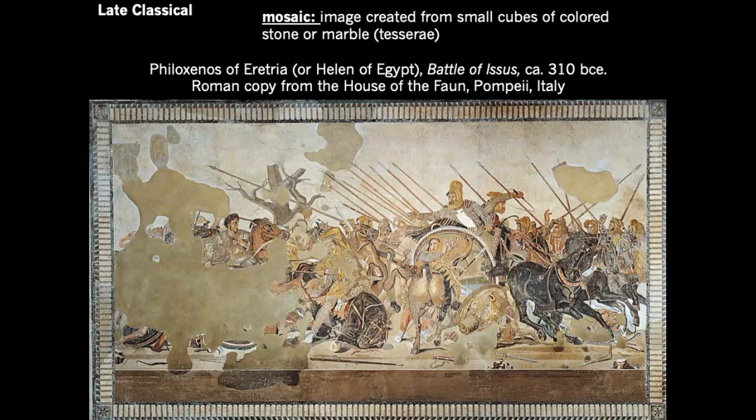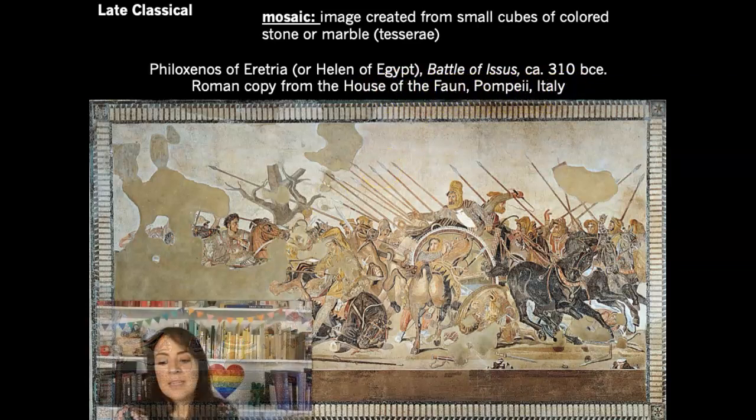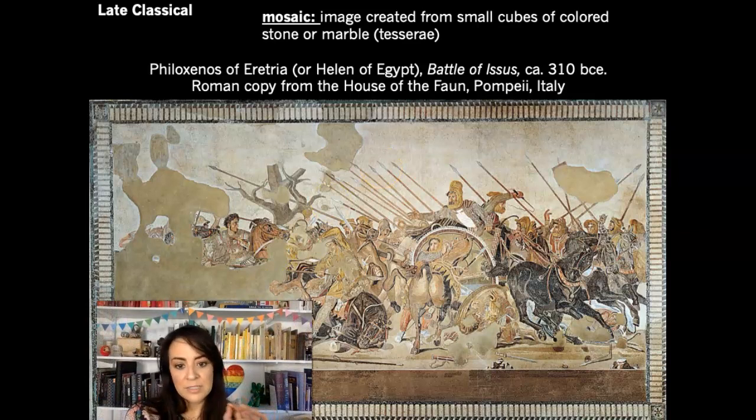The artwork that we're looking at here, though, is not the original piece. Instead, this is, you guessed it, a Roman copy. A Roman copy that was part of a larger floor mosaic in the House of the Faun in Pompeii, Italy. Now, we're going to talk about this piece, its location. We're going to talk about the composition, but before we get to any of that, let's talk about the material, what it's made out of.